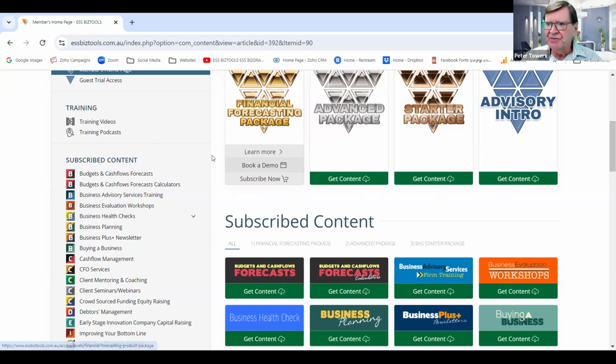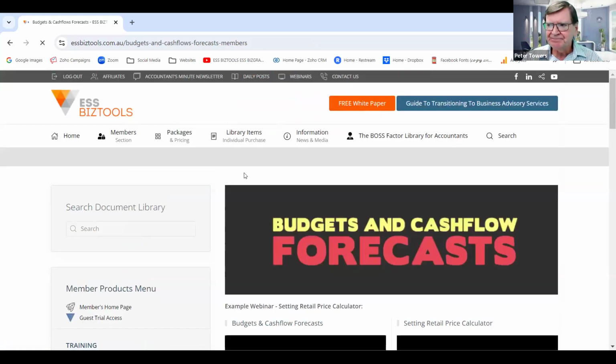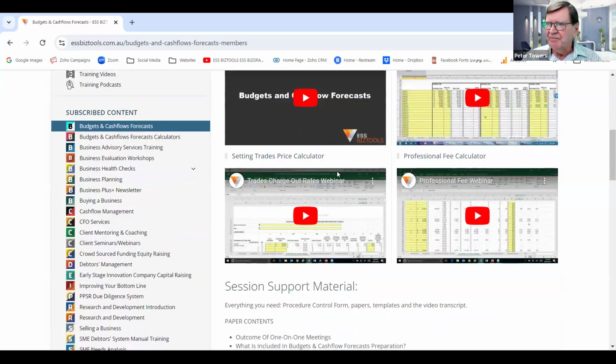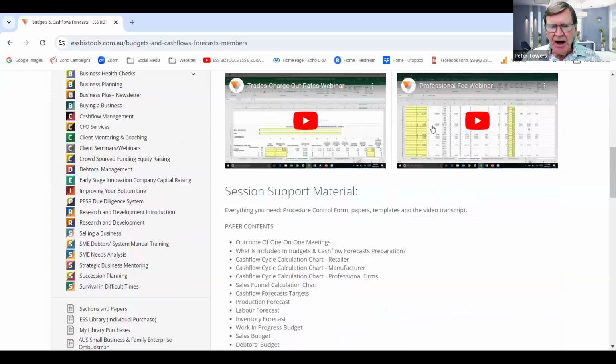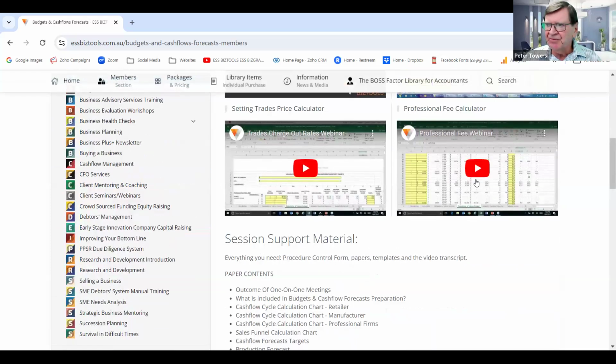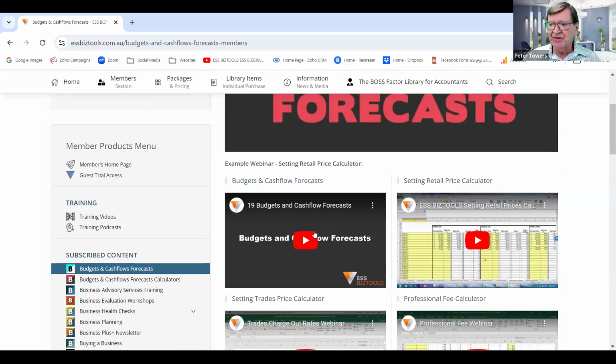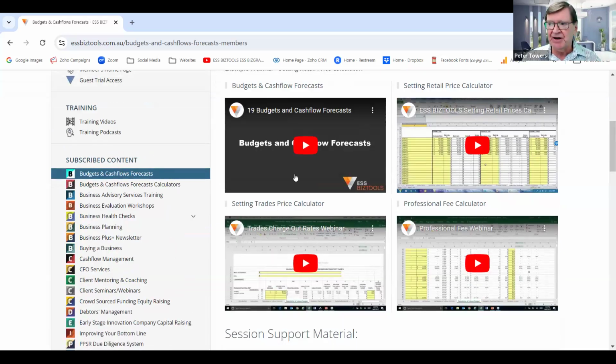So I want to go to the budgets and cash flow forecast, which is in the subscribe content. There's various examples of the systems in operation that we have available. You can go on and click onto those and watch them. So here's the one for the professional fee calculator. I'm not going to that today, but it has been pre-worked. You can click on and watch it. As you can also click on and watch the setting retail price calculator and the setting tradie price calculator.